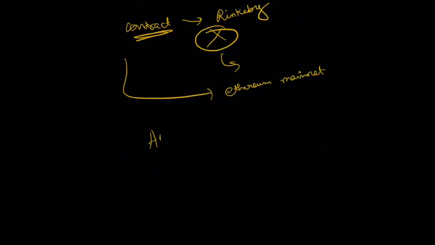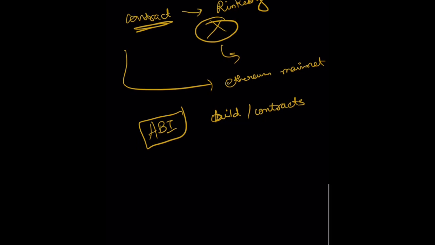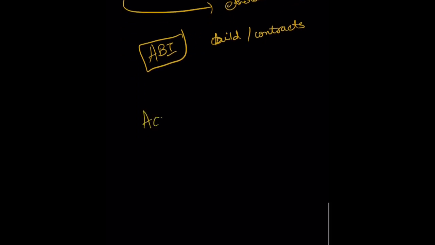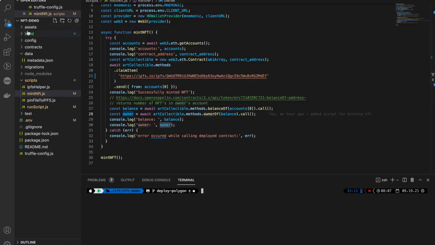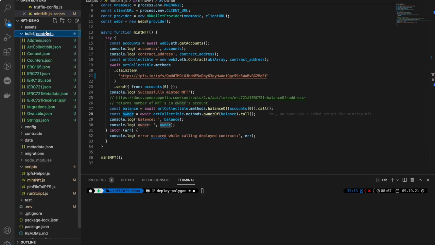Now two more things that we want to discuss. First, we will take a look at the ABI, how Truffle has created it under the build/contracts directory. And second, we are also going to take a look at the account object. Okay, so let us check out the ABI. It is created in the build contracts folder by Truffle.